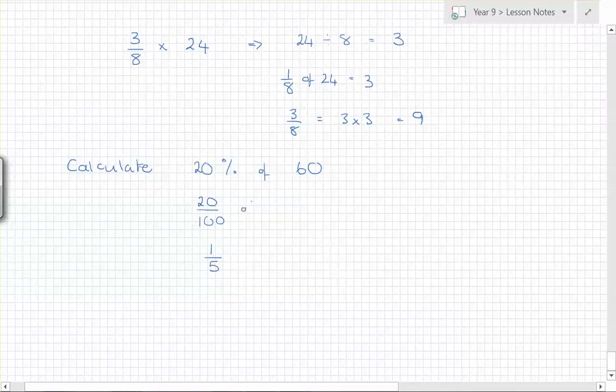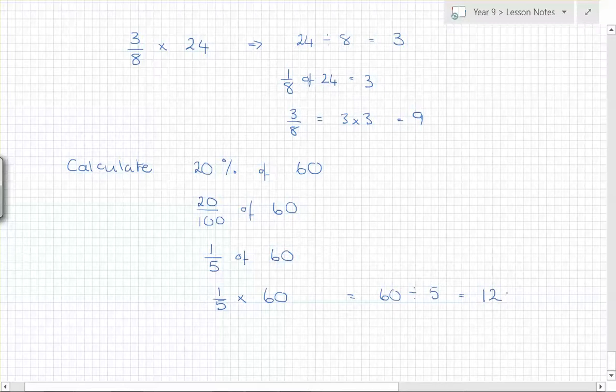So it's actually, instead of 20%, we say 20 over 100 of 60, or you simplify to 1/5 of 60, or 1/5 times 60. So the answer is 12. How do you do it? You do 60 divided by 5, which equals 12.